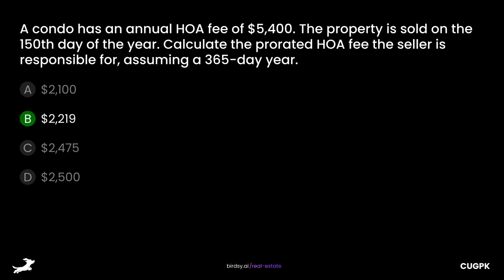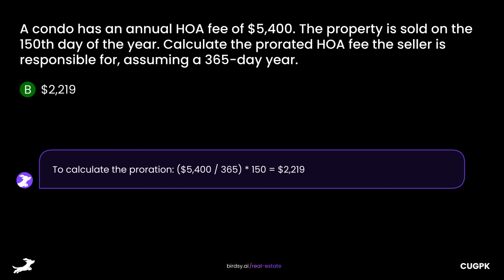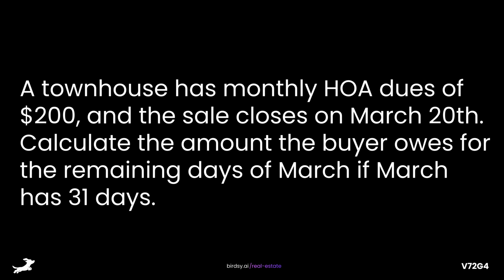$2,219. To calculate the proration, divide $5,400 by 365, which equals approximately $14.79 per day. Multiply $14.79 by 150 days, which equals $2,219. A townhouse has monthly HOA dues of $200 and the sale closes on March 20th.